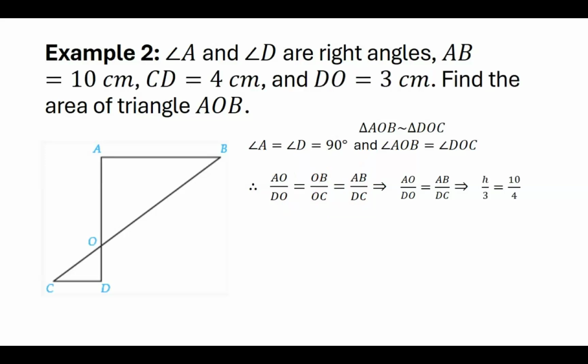Because if you substitute, those are the values that I know. AO is actually what I'm looking for, the height, so I'm going to call it H. AB was given, that is 10, so I substituted AB with 10. And all of the other numbers: DO is 3, DC is 4, or CD is 4. So you end up getting this setup.